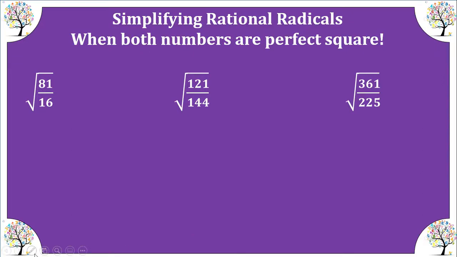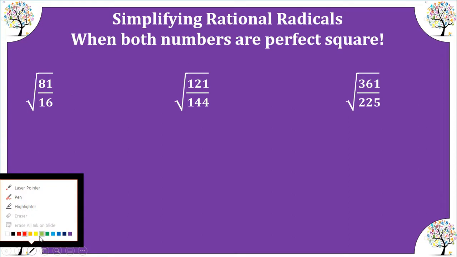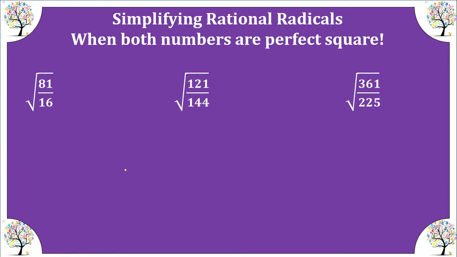Okay, in this part of the video, we're going to continue simplifying, but we're going to take a look at various problems that have rational expressions. So let's take a look at these three examples, and this is when both your numerator and your denominator are perfect squares. So we're going to rewrite this as two separate factors, and now we can see that both of these are perfect squares, so we really have 9/4. And we're good to go.